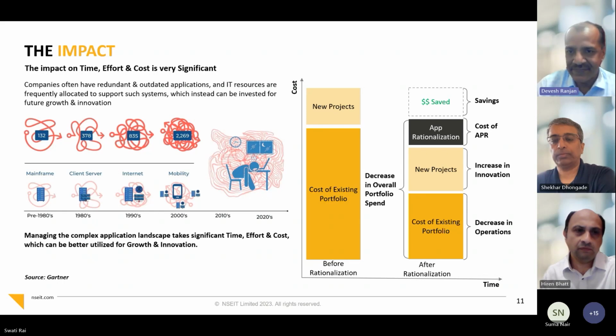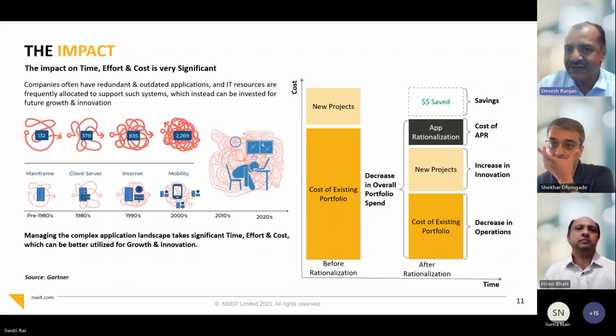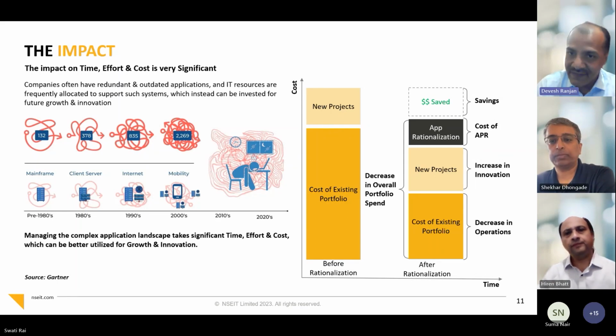Just a sample study or comparison which we took from industry-leading figures. If we opt for application rationalization, it typically leads to a significant decrease in the cost that we are spending on application portfolio maintenance, which means that we can increase the cost that can be allocated for innovation. Even including the cost of APR, you would still end up with a significant saving compared to your previous budget. So that is what I think should be one of the key driving or adoption factors for most of the organizations.